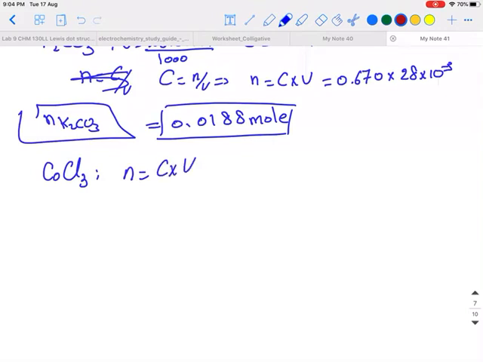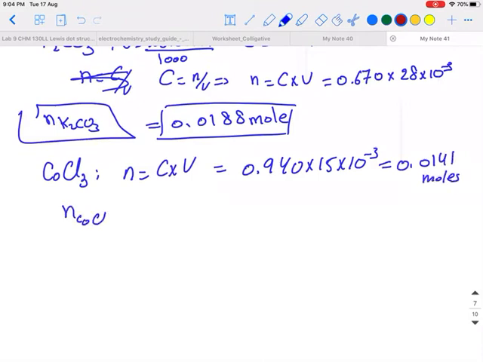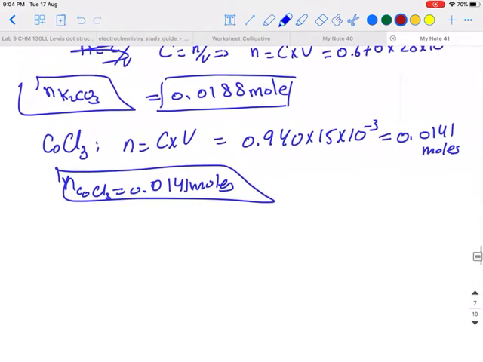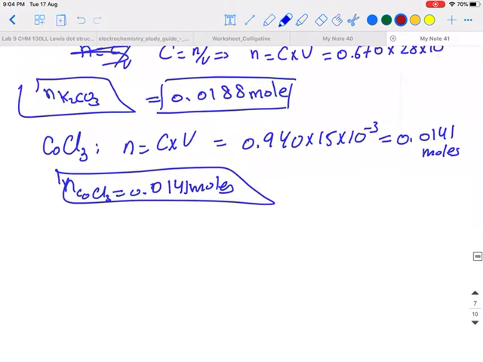Similarly, I will find it for cobalt chloride. Again, N equals C times V, which is equal to 0.940 times 15 times 10 negative 3, which is 0.0141 moles. So the number of moles of cobalt chloride is 0.0141 moles. Now let me find the ratio to make up my mind which one is limiting, which one in excess.